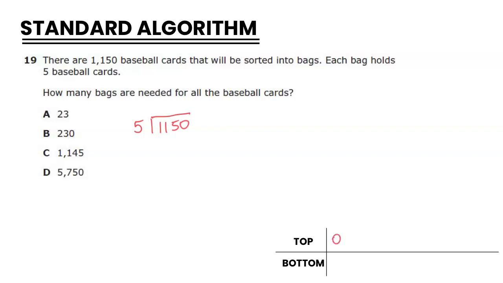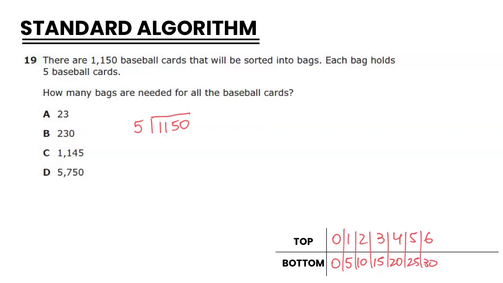I always start my top-bottom chart with 0 and 0. Then on the top, 1, 2, 3, 4, 5, 6, and I can go out as far as I need to for the particular problem. On the bottom, I'm going to be putting the top numbers times 5 in this case, since 5 is my divisor. 1 times 5 is 5, 2 times 5 is 10, 3 times 5 is 15, and so on, so that we get the number that's going to go on the top and the number that's going to go on the bottom whenever we do the standard algorithm.